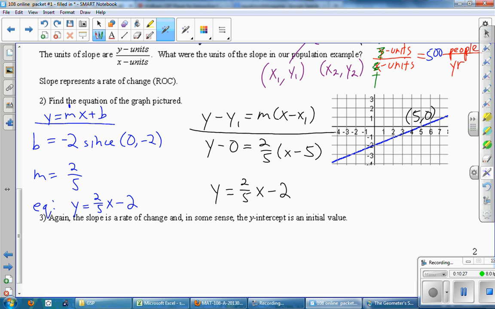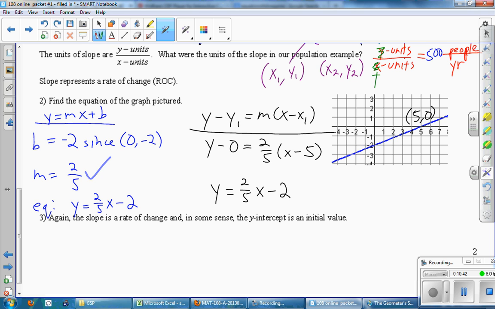If you're going to do the mx plus b form, you've got to know the b. That's the y-intercept. Okay, so there's a gift given to us. It's right here. The y-intercept is -2. (0, -2) is right there on the graph. So it's easy to know that b is -2. You've got to find the slope.